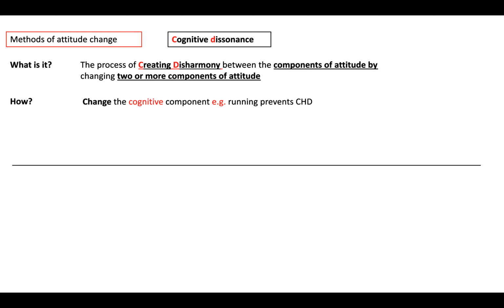We need to change their belief. Running will prevent coronary heart disease. Okay, so we try and get this message across to them. What else can we change? Okay, so running prevents coronary heart disease.